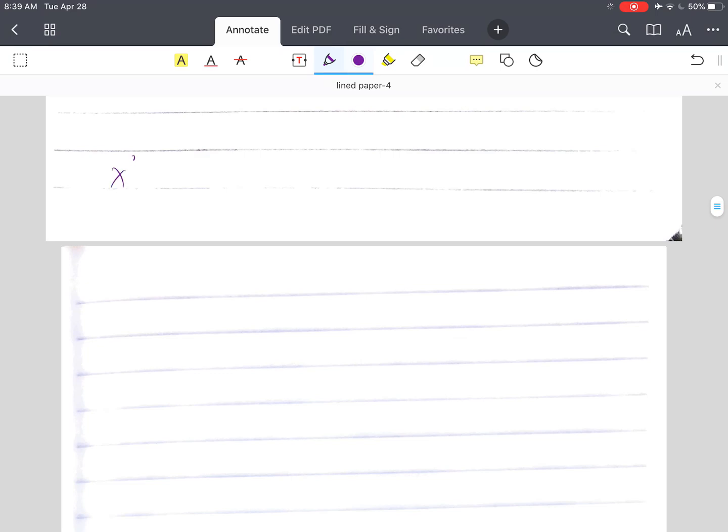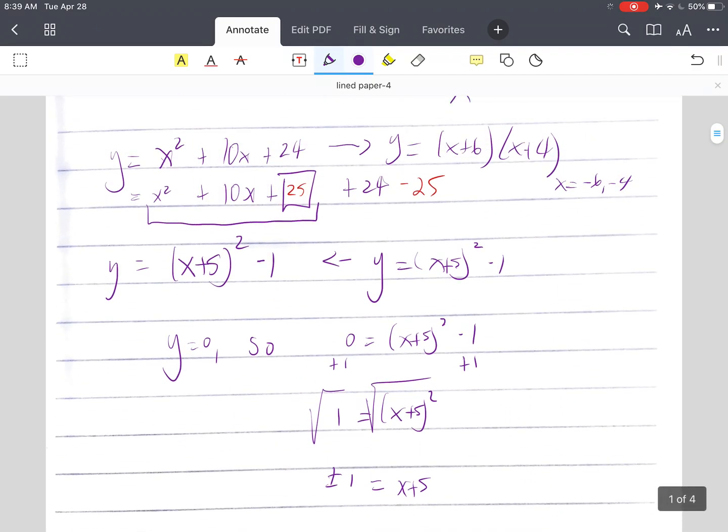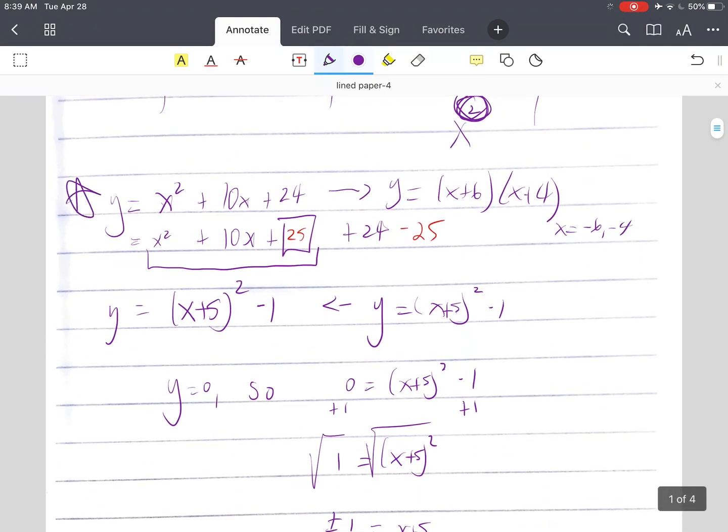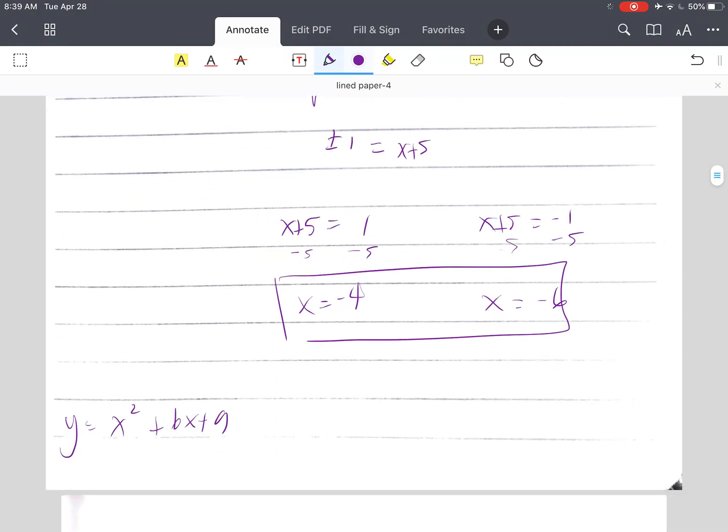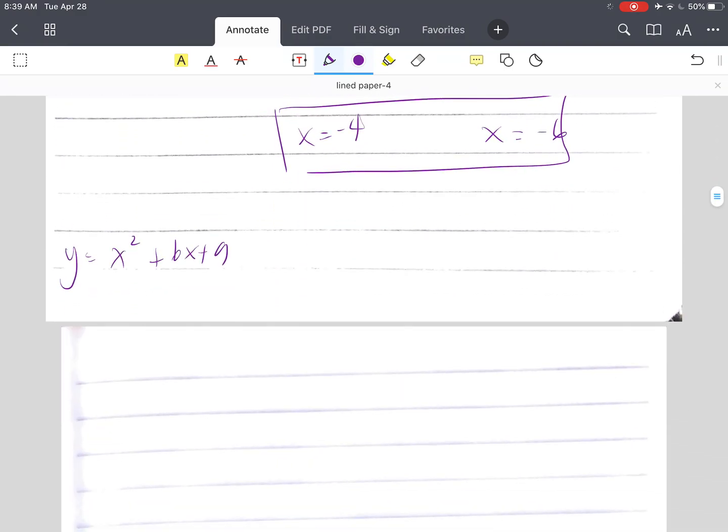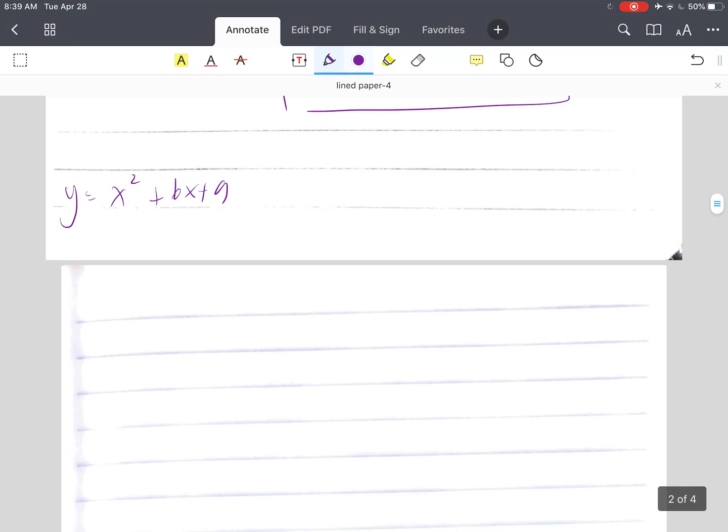Now let's try one where you're only going to have one solution, okay? Y equals x squared plus 6x plus 9. Remember, this quadratic had two solutions. X squared plus 6x plus 9. I know that's a perfect square because half of 6 is 3 and 3 times 3 is 9. So this becomes y equals (x plus 3) squared.